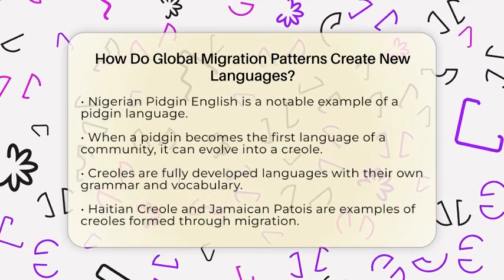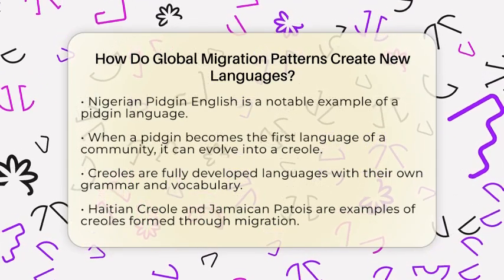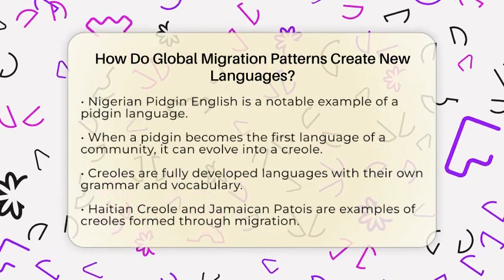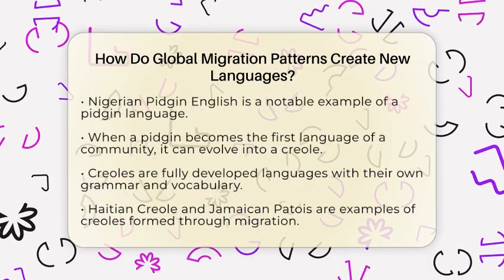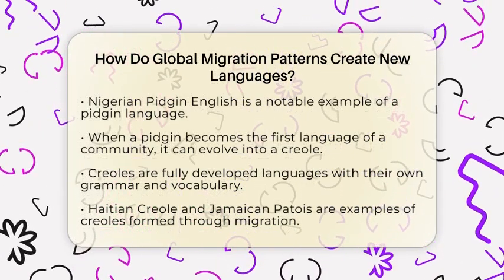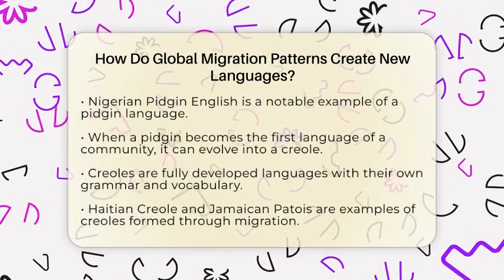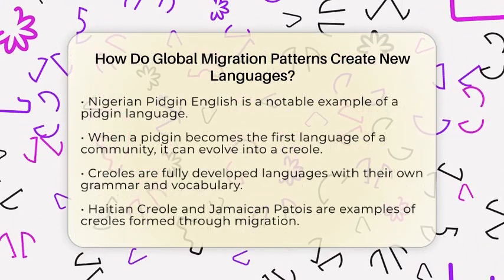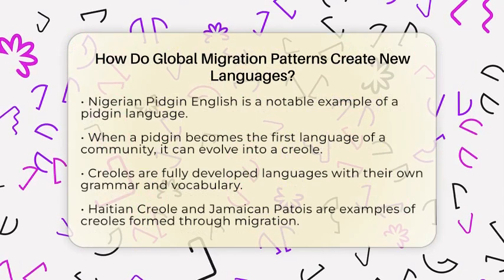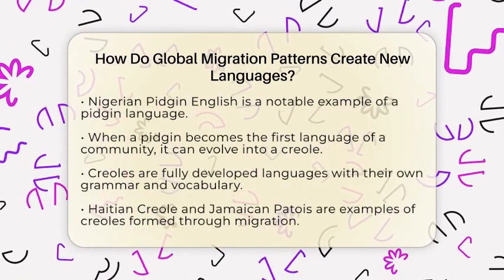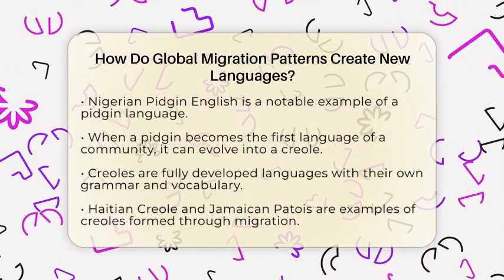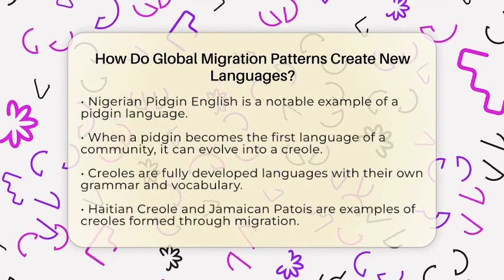Now, what happens when a pidgin becomes the first language of a community? It can grow into a creole. Creoles are fully developed languages with their own grammar and vocabulary. Haitian Creole and Jamaican patois are two examples of creoles that formed through migration and the mixing of different language groups. Migration also leads to the creation of new dialects.